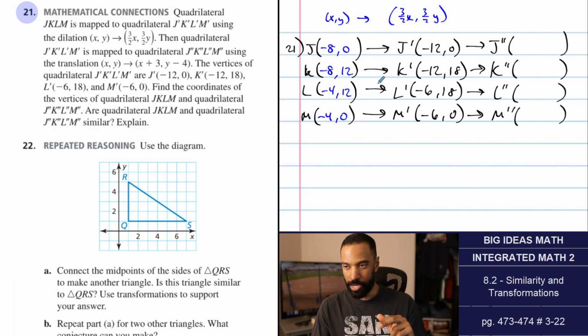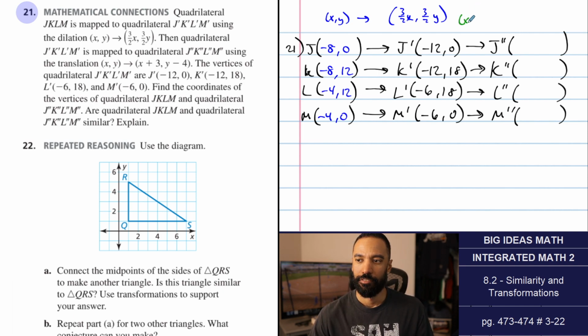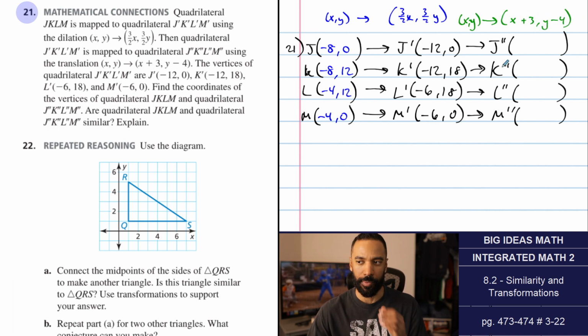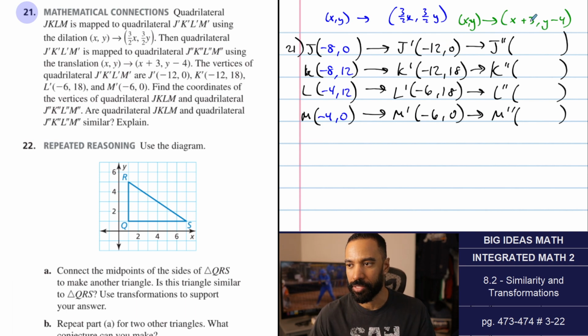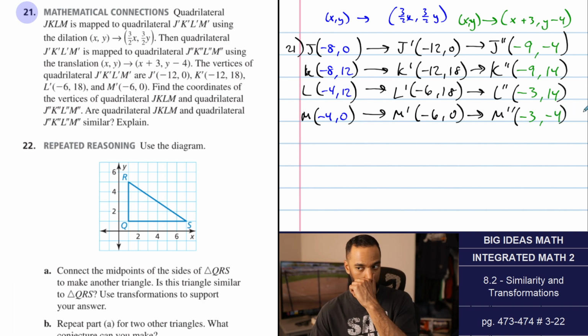Then there's a translation that goes on from the primes to here, where it says x plus 3, y minus 4. And this is why I said we really don't need the graph stuff here. We can just calculate all these. They gave us the points. So negative 12 plus 3, 0 minus 4. Negative 12 plus 3, 18 minus 4. Negative 6 plus 3, 18 minus 4. Negative 6 plus 3, 0 minus 4.